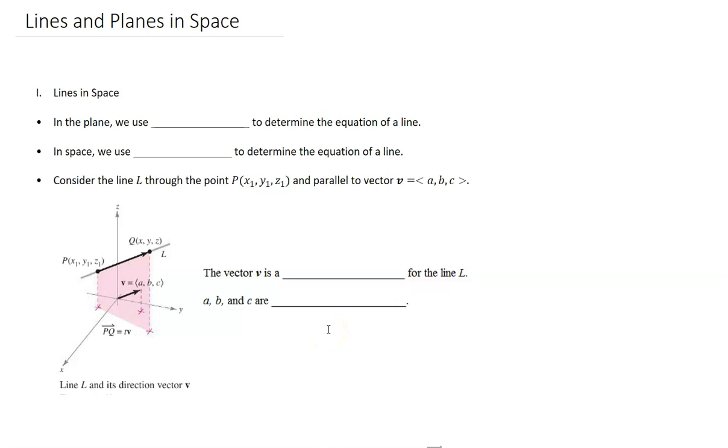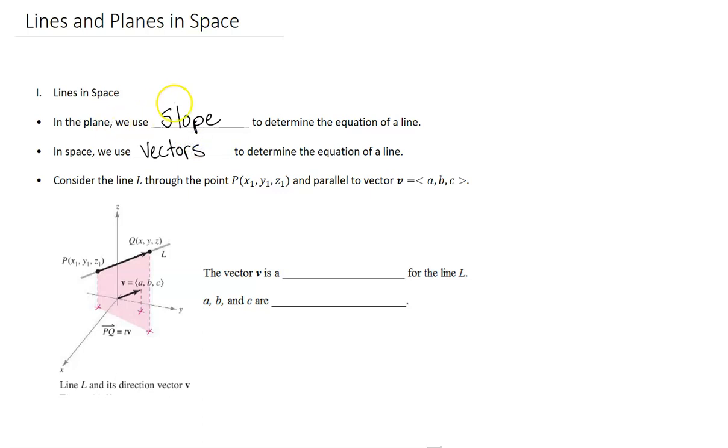In this video, we're going to be talking about lines and planes in space. So in the plane, which would be like the XY plane, for example, it has two dimensions. We use slope to determine the equation of a line. But in space, where we might have three dimensions, X, Y, and Z, we're going to use vectors to determine the equation of a line.